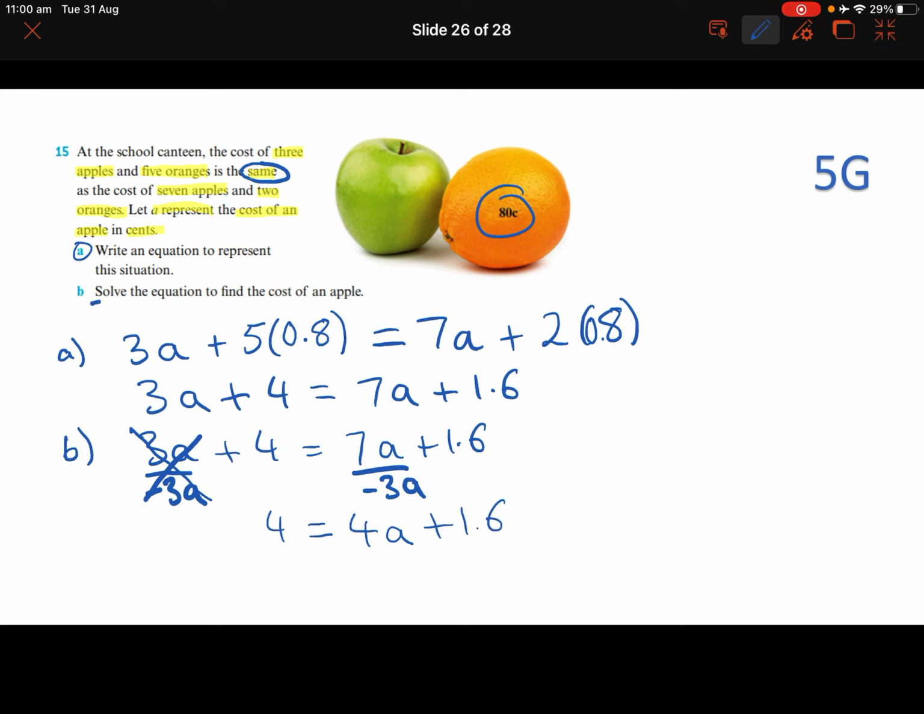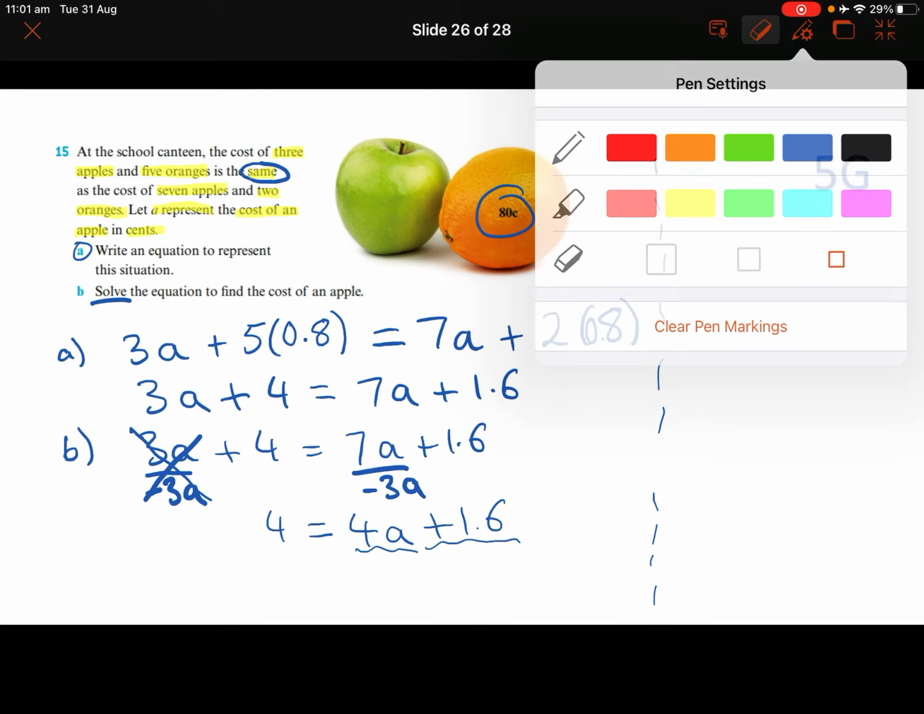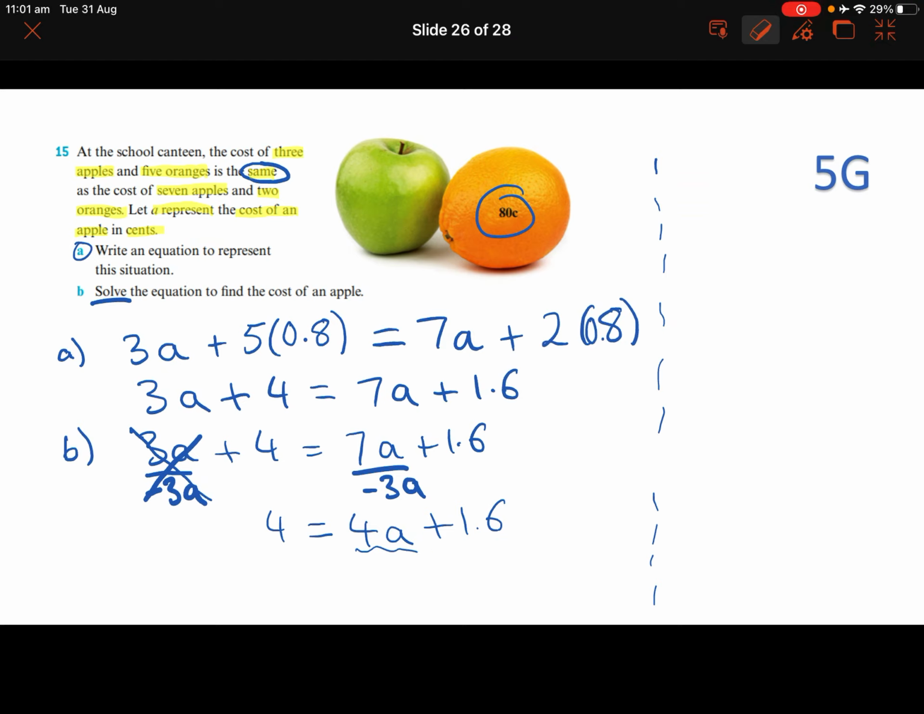Okay, so we're solving the equation, which means we need to get the a by itself. So we're going to keep doing our inverse operations for this one to get the a by itself so that we know the cost of an apple. So we've got a 4 next to the a here, and we've got a plus 1.6 next to the a. So let's get rid of the 1.6 first, because if you know how to backtrack, you would know that that's the next one to go first. So it says plus 1.6, so we're going to minus 1.6. 4 minus 1.6 is 2.4.